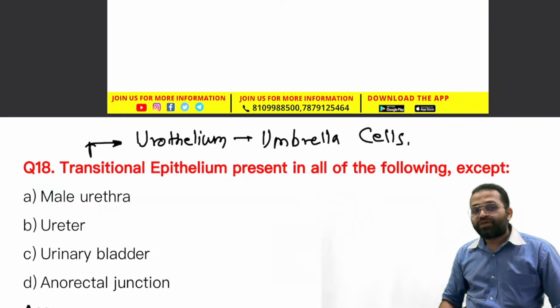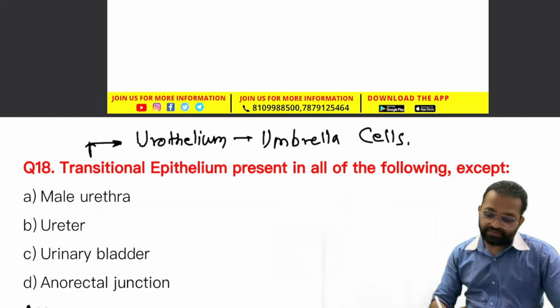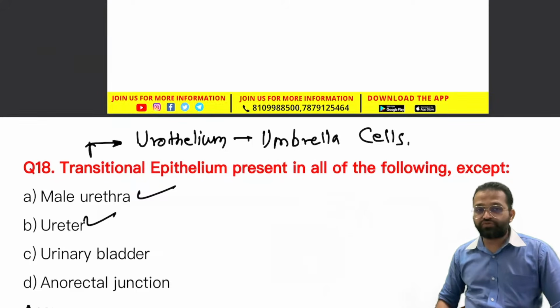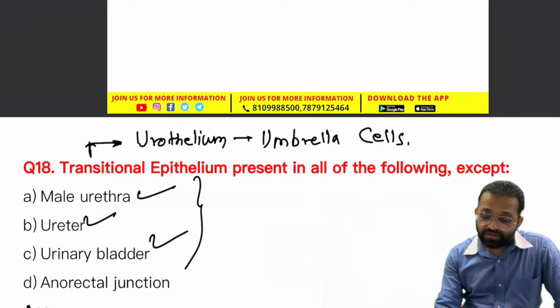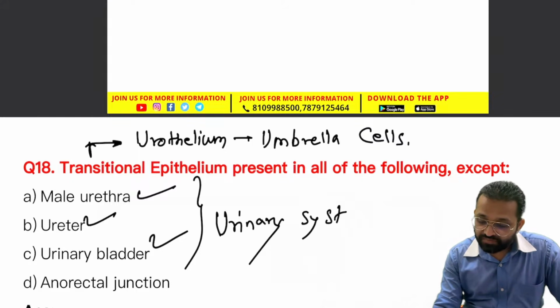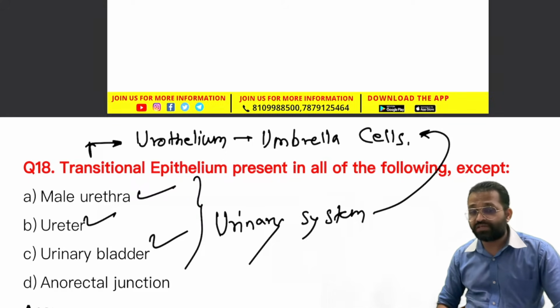Male urethra, ureter, urinary bladder, and anorectal junction. So remember, it is present in our urinary tract. Male urethra, yes, it is urinary tract. Ureter, it is also the urinary tract. The urinary bladder, it is also our urinary system. So all are part of our urinary system. And in the urinary system, you'll see the umbrella cells, urothelium, transitional epithelium.